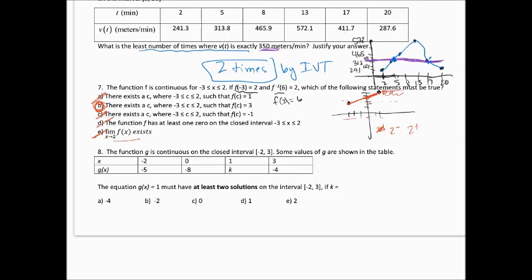And finally, again, this is an IVT problem. The function g is continuous on the closed interval from -2 to 3. Some values of g are shown in the table. So there's x and there's g of x. The equation g of x equals 1 must have at least 2 solutions on the interval if k equals, well, let's take a look. Again, let's try to make this a little bit more visual.